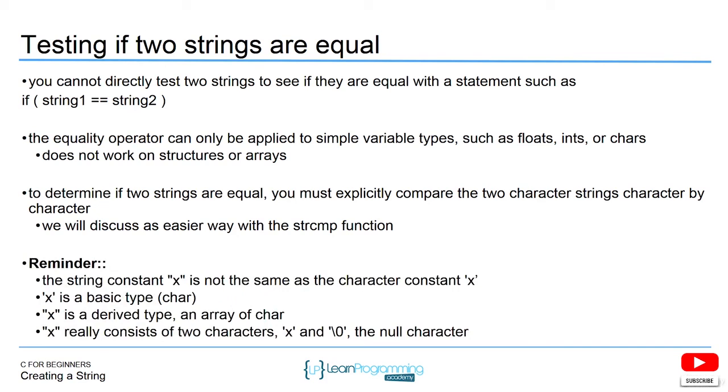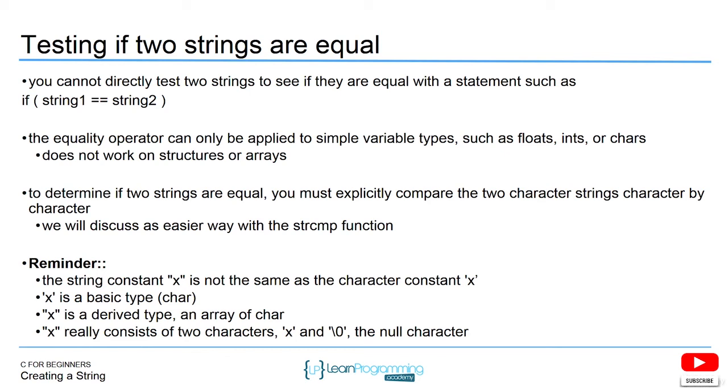And again, just as a reminder, I've said it a couple times, I want to say it again. The string constant x inside double quotes is not the same as the character constant x inside single quotes. X inside single quotes is a basic type. It's just char. X inside double quotes is a derived type. It's an array of type char. X inside double quotes really consists of two characters, the x and the null terminator, the null character. So keep that in mind.